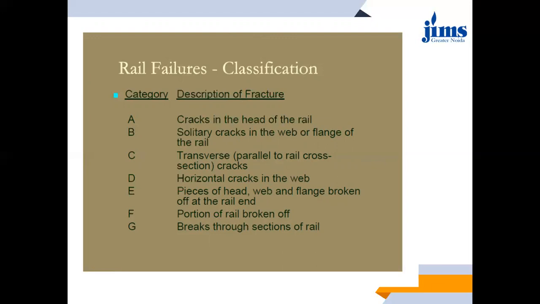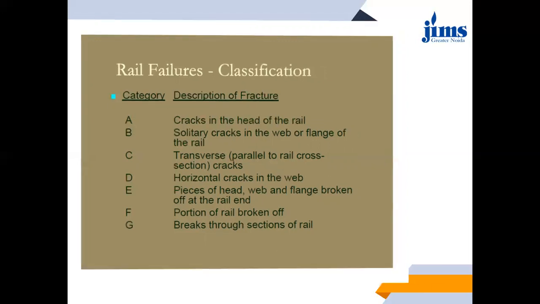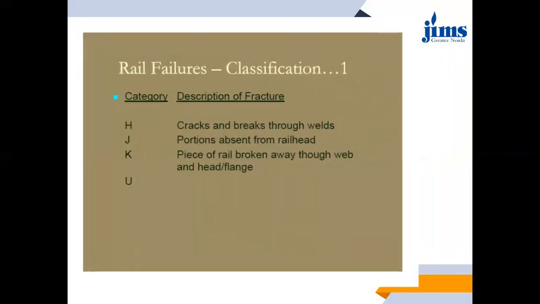F stands for portion of rail broken off. G stands for breaks through section of rail. Similarly, if there are cracks and breaks through the weld, it falls under H category. In the same way, if a portion is absent from the railhead, that means a certain amount of material has been removed from the railhead, it falls under J category. Similarly, K stands for piece of rail broken away through web and head flange.